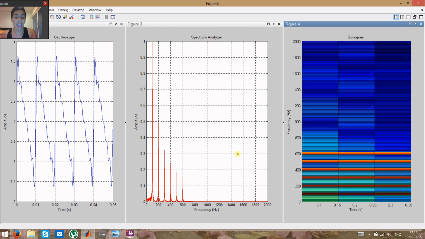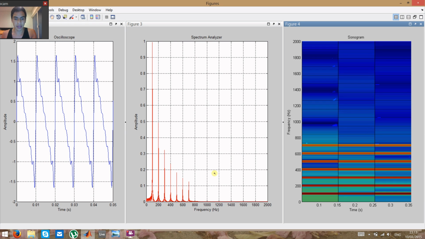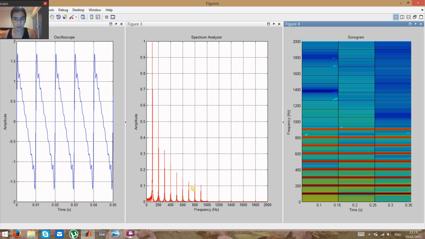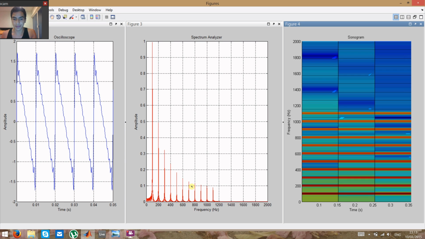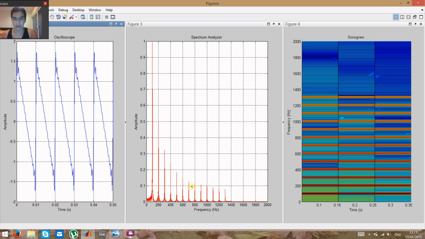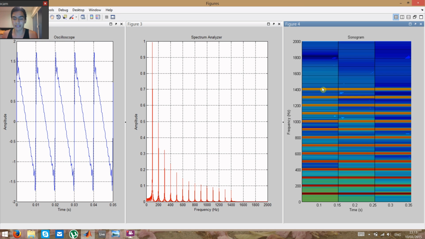And as I'm adding sine waves to this signal, it's becoming more and more like a sawtooth wave. As you can see, the levels of intensity of amplitude change in the sonogram. This 1400 Hz has this amplitude, and here is represented by the color orange-yellow. And you have the waveform of the sawtooth in the oscilloscope and all the frequency content of the signal in the spectrum analyzer.